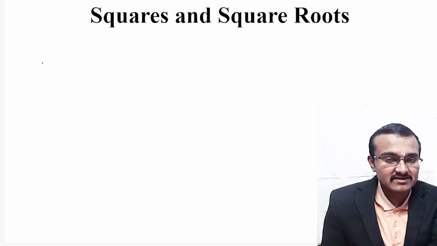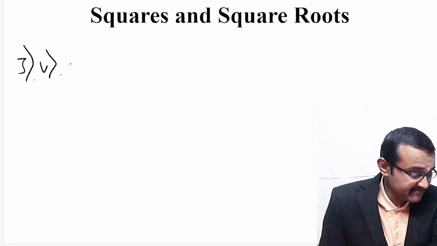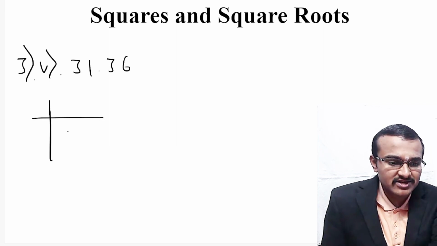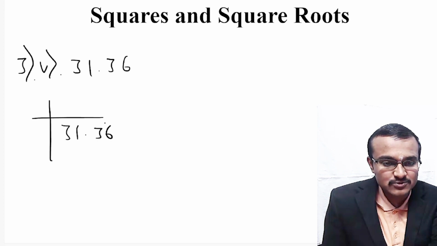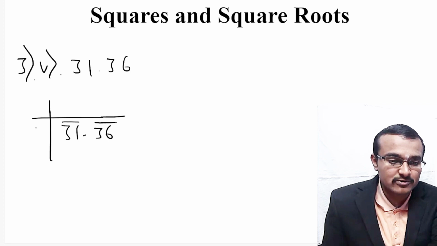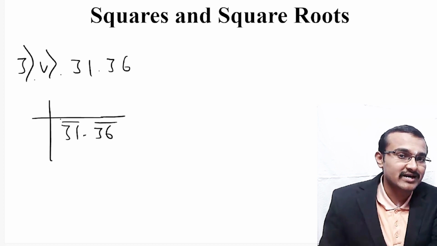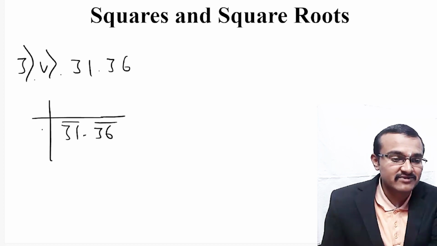Similarly, you can do the second, third and fourth problems as well. I will show one more problem in this third question, the fifth problem, where you have 31.36. Here also you can use the same division method and find the square root of 31.36. So 36 will be one group, 31 will be one group. The nearest perfect square for 31 is 36, but 36 is more than 31. So we should take 25, which is less than 31 and near to 31. The square root of 25 is 5.